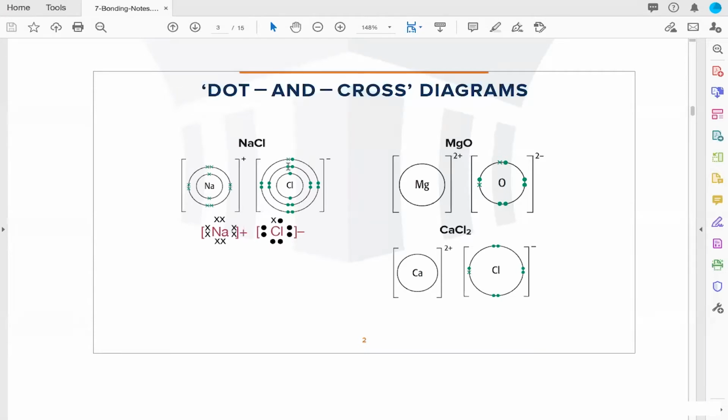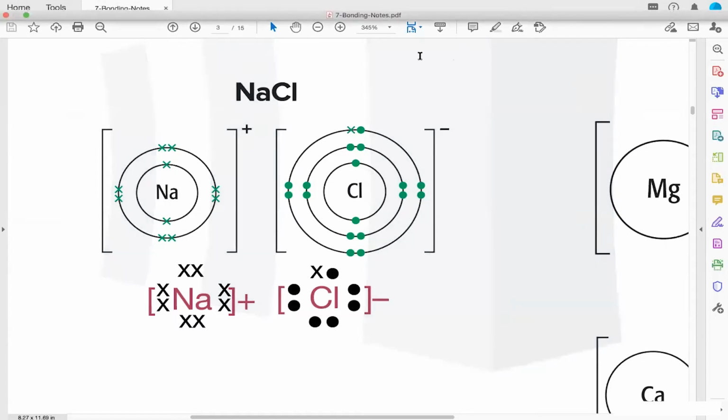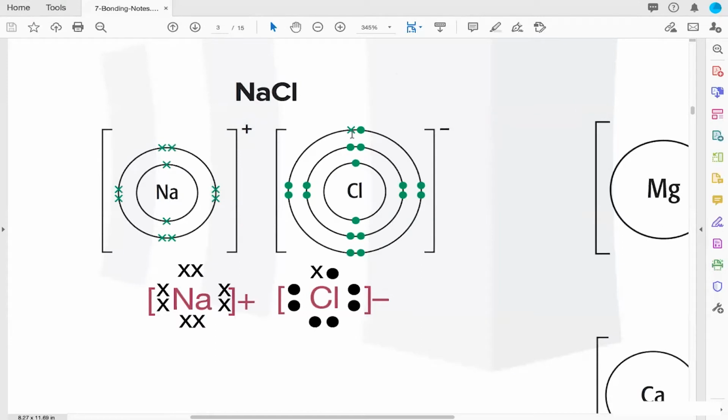If you look at sodium chloride over here, sodium has 1 electron in the last shell, but in this case, it has lost that 1 electron and become a positive ion. Similarly, chlorine has 7 in the last shell. But do you notice this cross at the top of this last shell? This is telling me that an electron of sodium has transferred to chlorine.